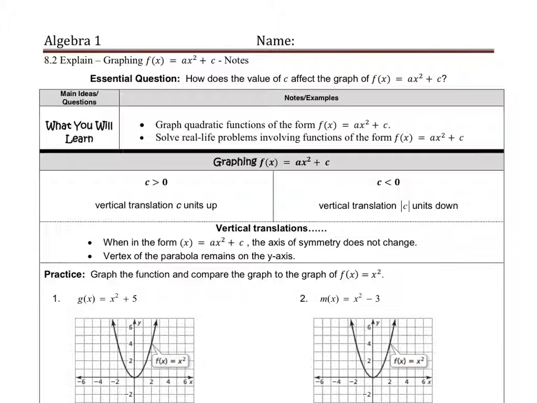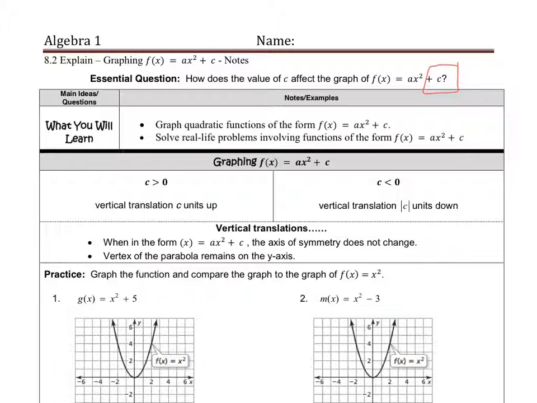Today we're going to continue exploring making changes to the standard form of the quadratic function. Today we're going to actually explore what happens if you make changes to the c value. That would be the value without a variable at the end of each standard form of the quadratic equation.